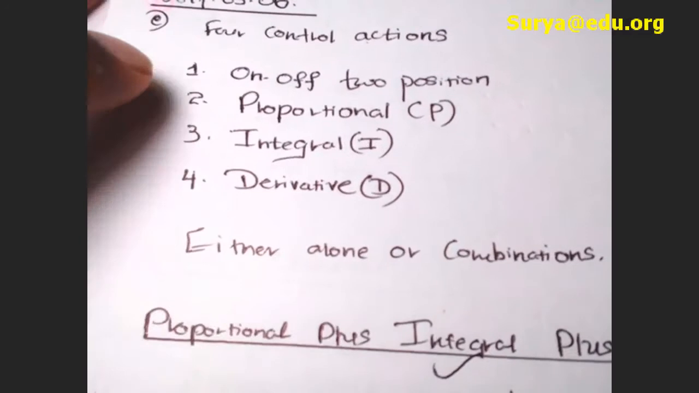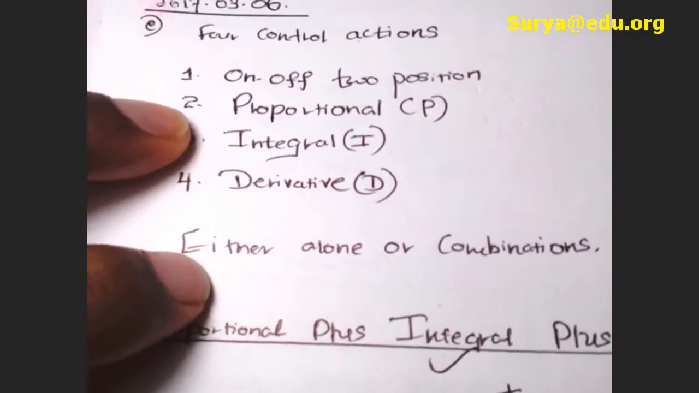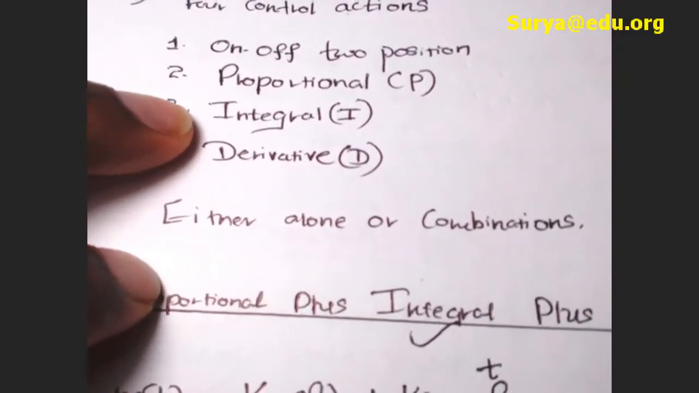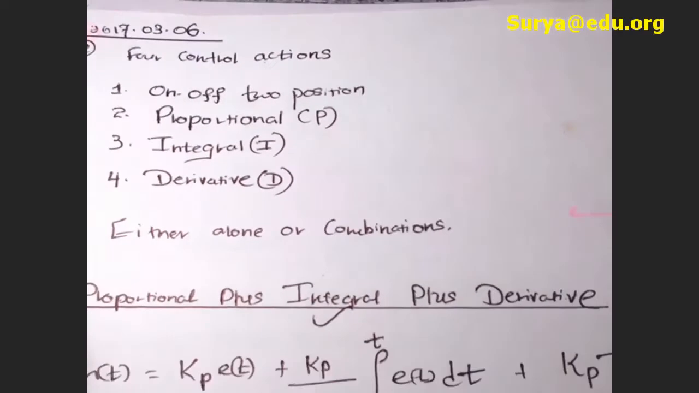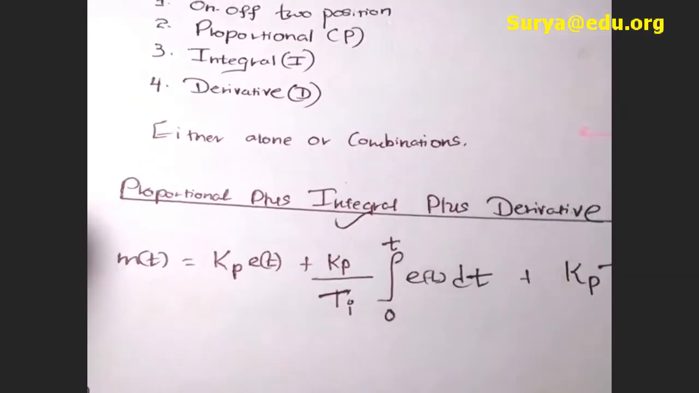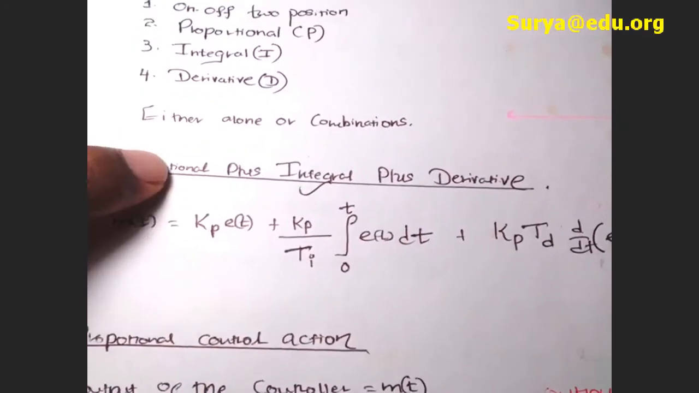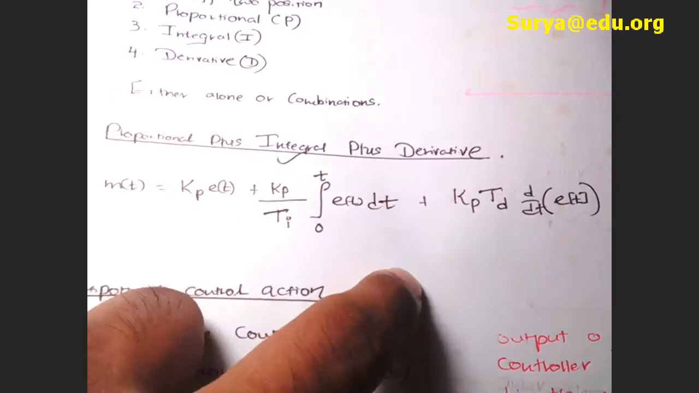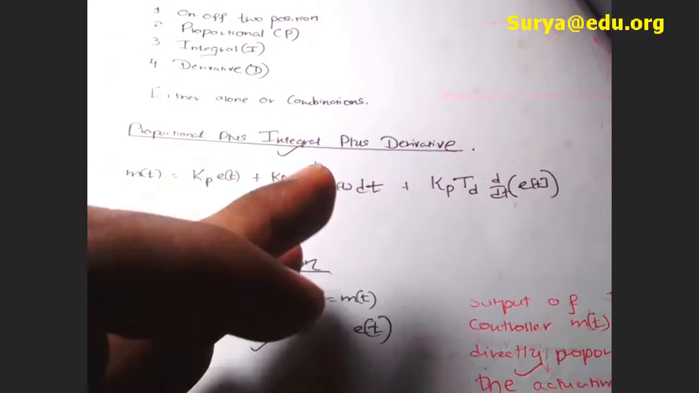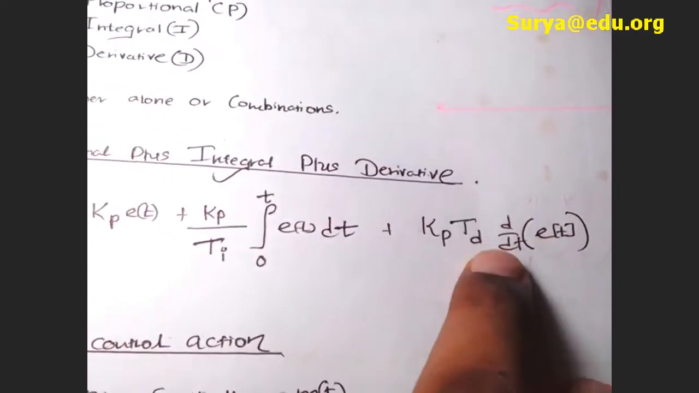Four control actions: on-off, two position, and then proportional, integral, and derivative. That is how PID comes. Then proportional plus integral plus derivative. See, this is the proportional, integral, derivative, all three in combination.